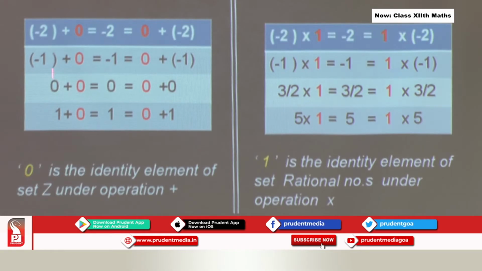Instead of these numbers, you can take A, and instead of plus or multiplication it can be any other operation also. Because of that, we are writing star. Instead of 0, it can be 1 also, or any other number. If A star E is the same as A, or E star A is the same as A, then it is called the identity element of whichever given set under the operation plus or multiplication.